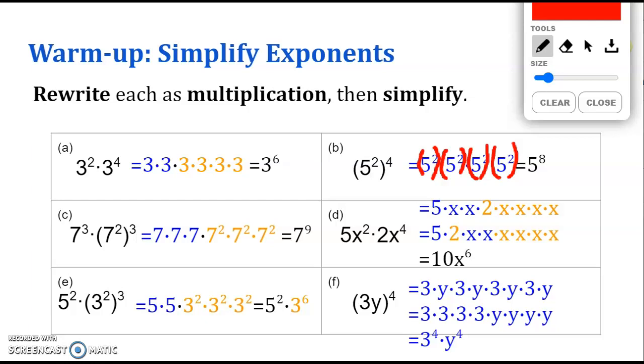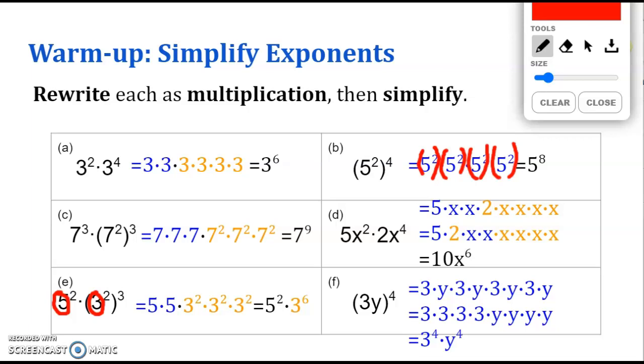5 squared is 5 times 5. 3 squared to the power of 3 is just 3 squared being multiplied to itself 3 times. Notice that we have 2 different bases. The number that is being multiplied to itself, we call those numbers bases. When the 2 bases are not the same, we can't just add. We can't say that 5 times 5 is the same as 3 times 3. They're different, aren't they?